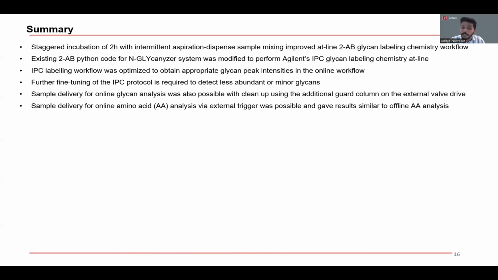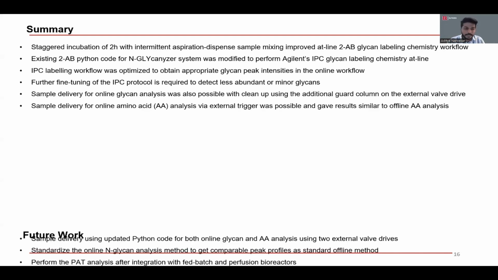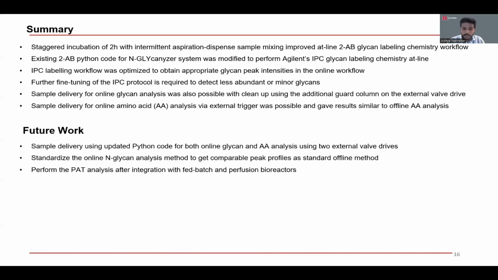And we also developed the amino acid analysis protocol using the external trigger. In future work, we aim to do both glycan and amino acid analysis in an online way by using two different external valves, standardize the whole method to have comparable peak profiles as the standard offline method, and finally perform the PAT analysis after integration with the fed batch and the perfusion bioreactor. And with that, I conclude my presentation.